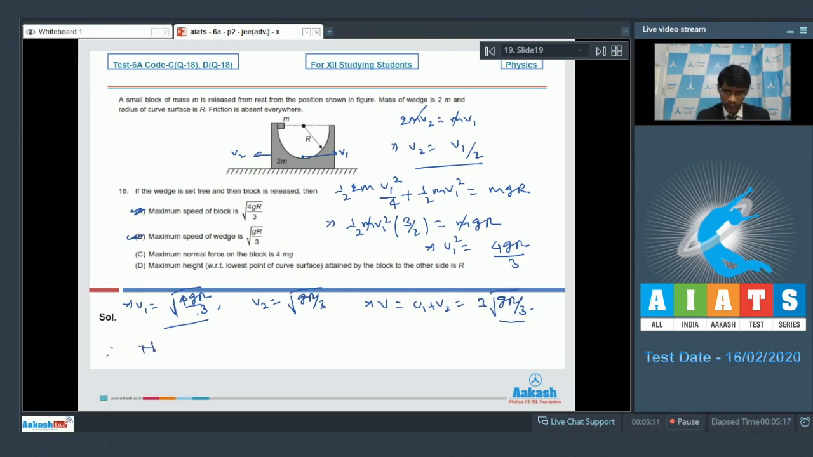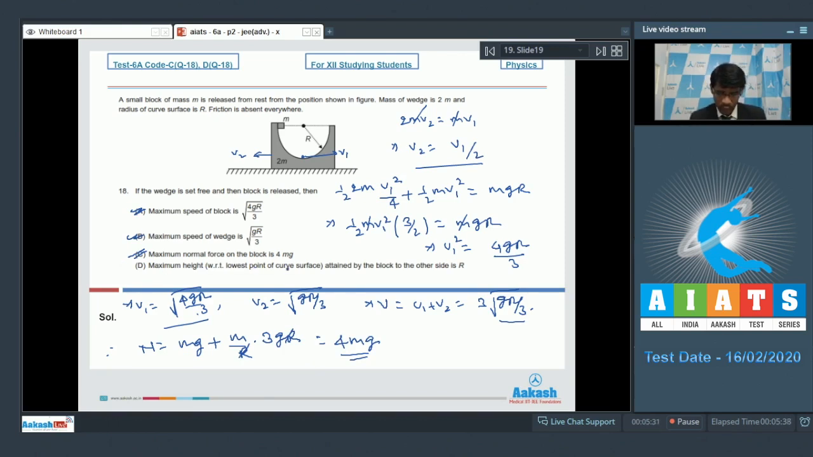So the normal force this time, N is equal to mg plus m v square divided by r. It is m by r into 3gr. So 4mg is the maximum normal force. Let's see if it's the correct answer. Yes, option C is also the correct answer.